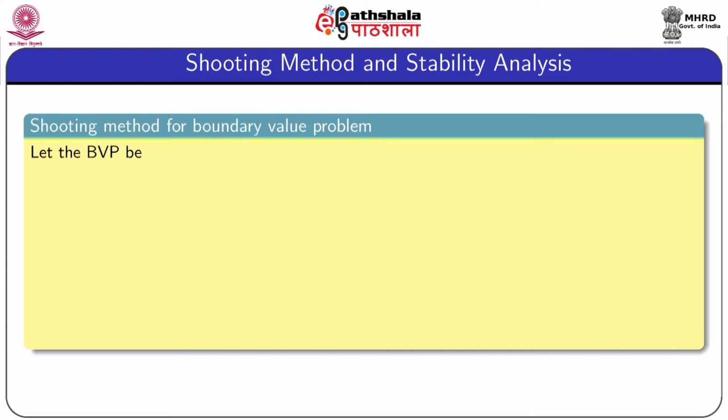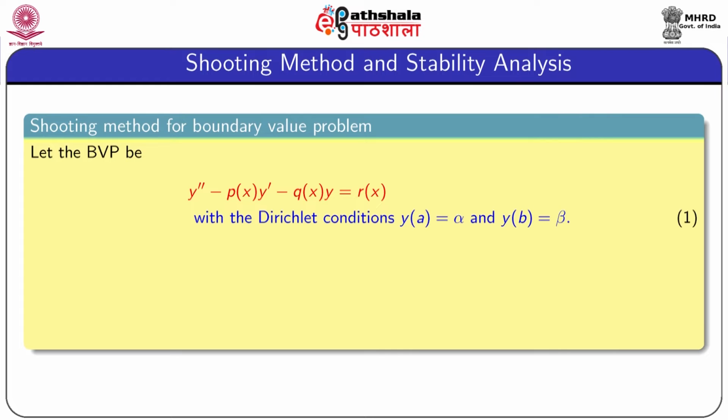Let the boundary value problem be y'' minus p(x) y' minus q(x) y equal to r(x). So, this is a linear second order differential equation with the Dirichlet boundary conditions y(a) equal to alpha and y(b) equal to beta, where alpha and beta are given constants.